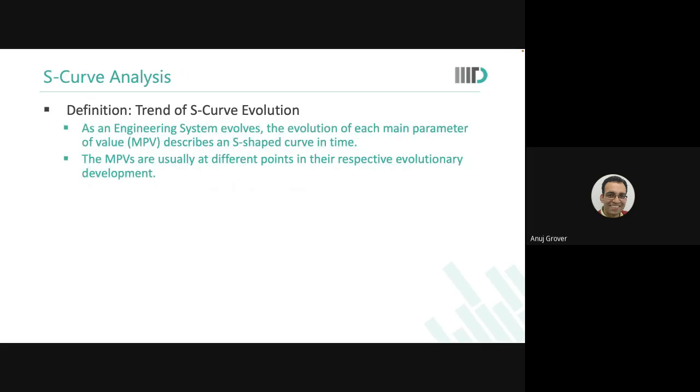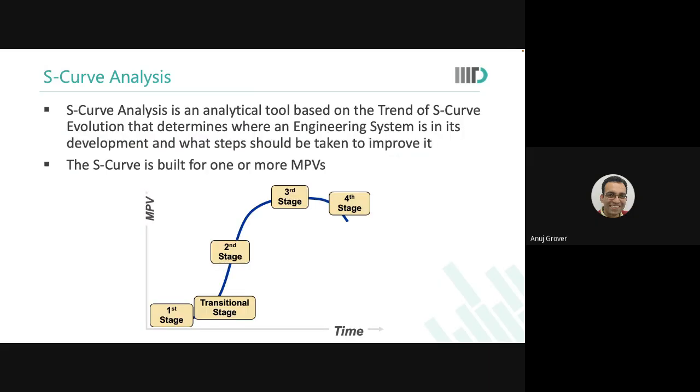So as an engineering system evolves, the evolution of each main parameter of value describes an S-shaped curve in time. MPVs are usually at different points of their respective evolutionary development. Some MPV will be at the first stage, something else will be at the transitional stage, something else might be at the fourth stage. When something is at the fourth stage, you would want to trim it out, because now its value is probably decreasing, but it is increasing the cost for you.